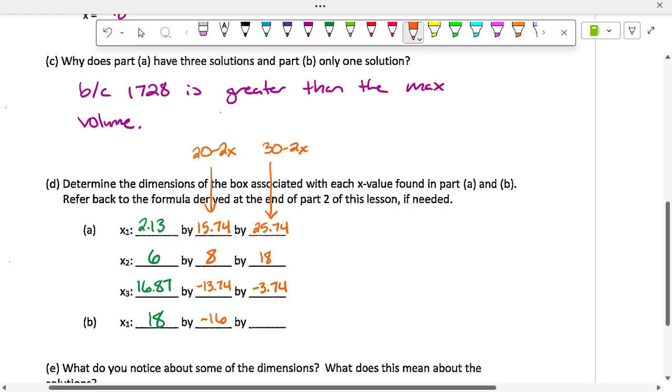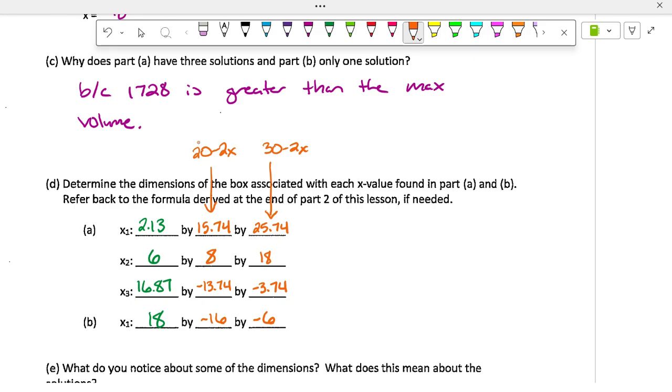So if it ever asks you the question, what's the other dimensions? That's what you do. You take the 2 pieces of the formula, like what's in the 2 other sets of parentheses besides the x, plug it in for x.